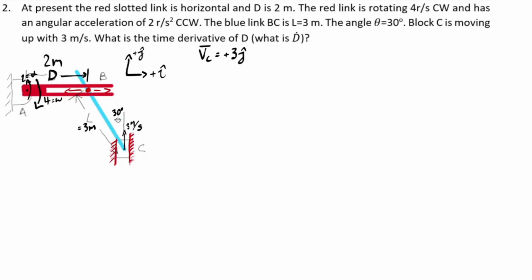So VC is 3j. We know that the angular velocity of that red stick was given as 4. Now, since it's 4 clockwise, and because we're using the i, j, and k components, we know that clockwise is actually the negative direction, and counterclockwise is the positive direction. So this is -4 in the k direction. We also know it gave us its angular acceleration, again of this red thing, and it was 2 counterclockwise, so that's a plus 2 in k. All right, is that all we're given?